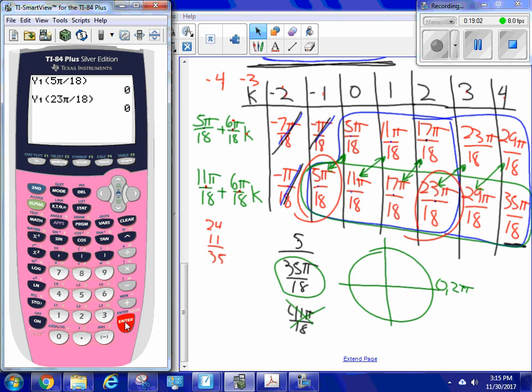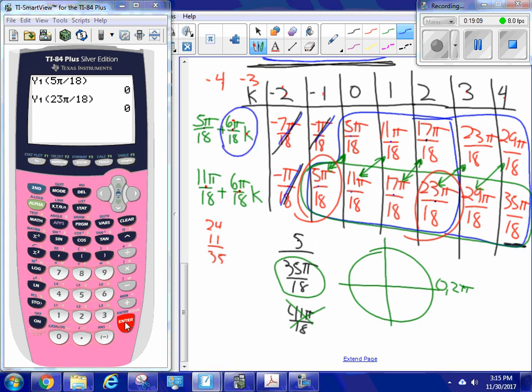So I'm really feeling pretty comfortable here, in addition to the fact that I know my formula was adding 6 pi over 18 to each one, and I can see, well, 5 plus 6 is 11, 11 plus 6 is 17, 17 plus 6 is 23, 23 plus 6 is 29, 29 plus 6 is 35. So overall, I'm really pretty comfortable that I have given all of the answers possible to this equation.